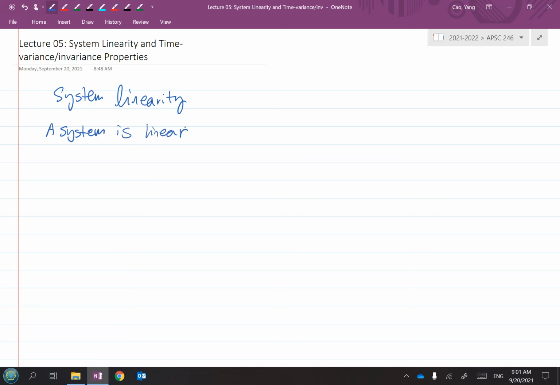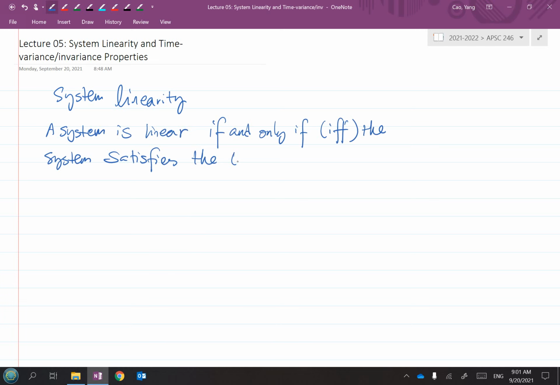A system is linear if and only if the system satisfies the two properties. Number one, the additive property.